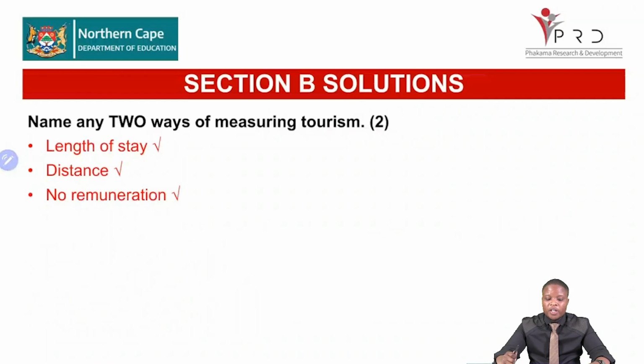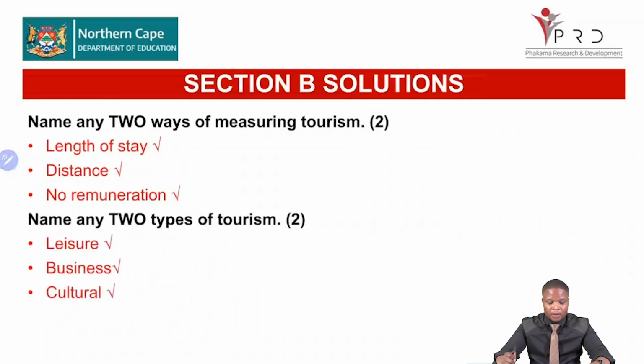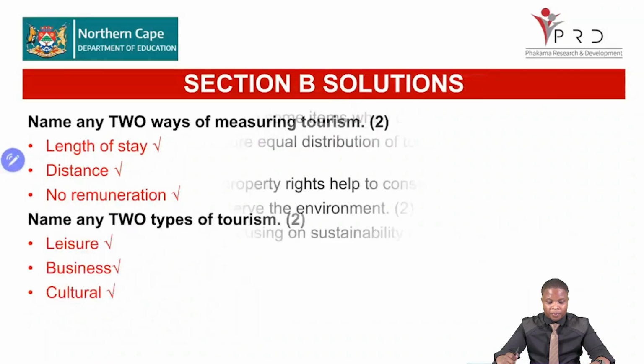Name any 2 ways of measuring tourism. We look at the length of stay. It must be over 1 night, less than a year. Distance must be 160 kilometers, and there must not be remuneration. And list any 2 types of tourism. Can be for leisure, for business, for culture.